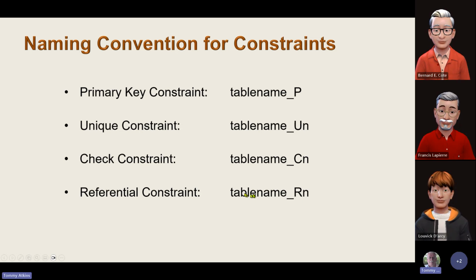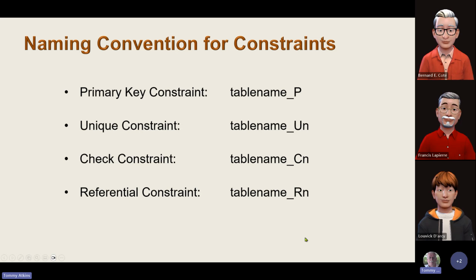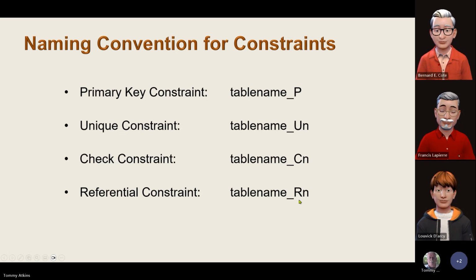I do have a spare character because my table names are 7, 8, 9, 10. I can go higher than 9 by using letters A, B, C, D, E, F, G, onwards, upwards, that way. But I've never had to do that, and I hope you never have to do that. So those are the 4 constraints and the naming conventions that I use.